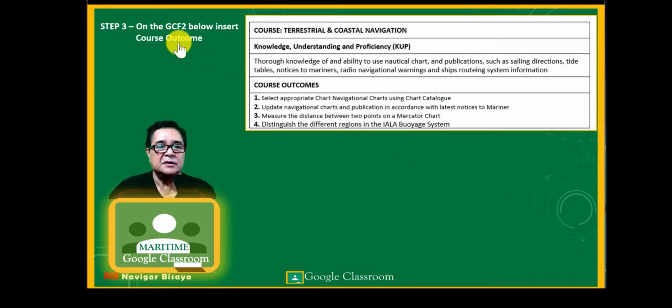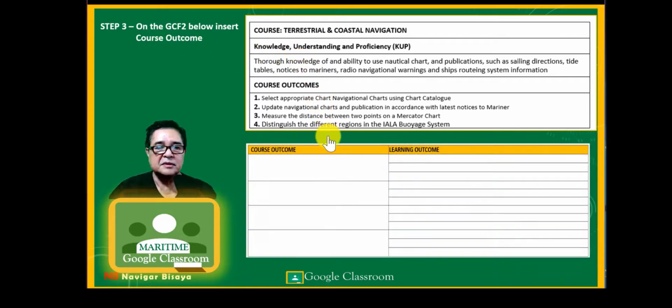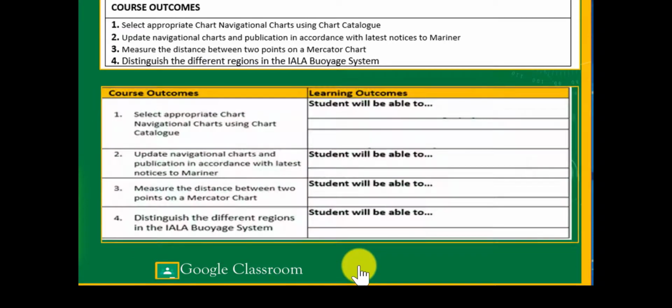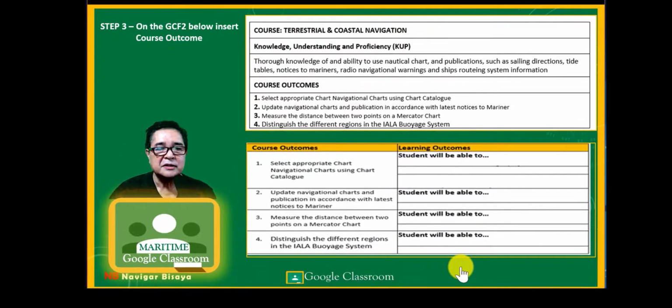After inserting that, go to the next step, step 3. On the GCF2 below, insert the course outcome. So from the course outcome, we will use this form. We will insert the course outcome. Now there is a course outcome.